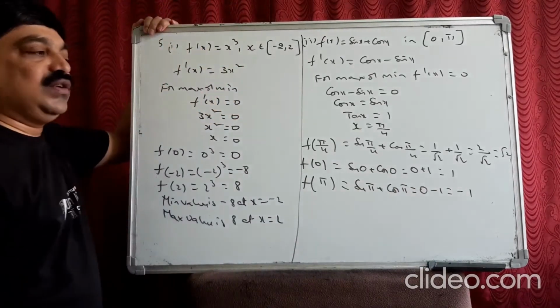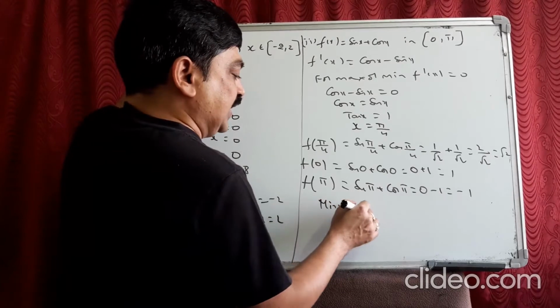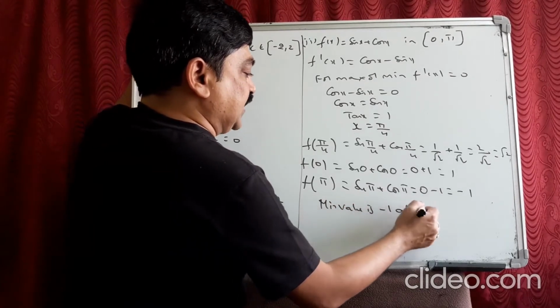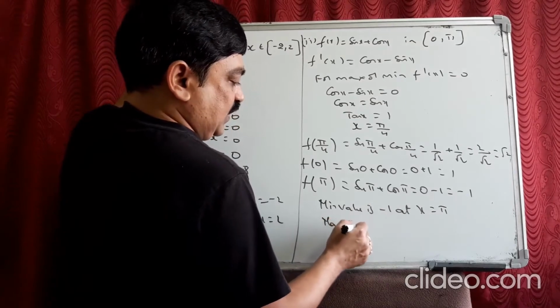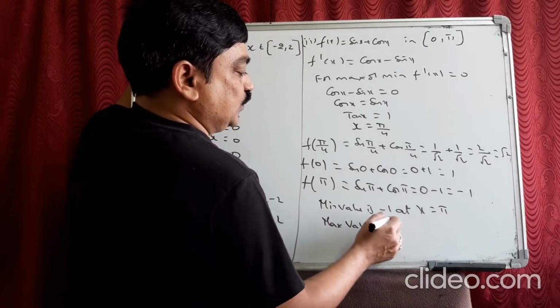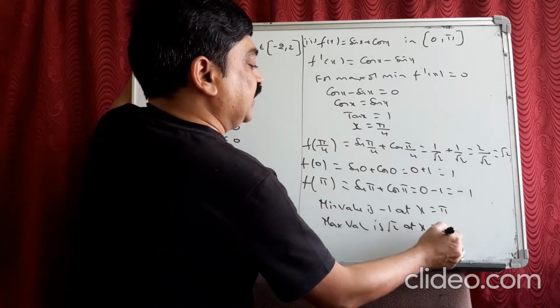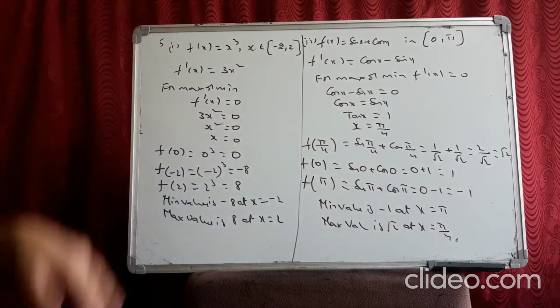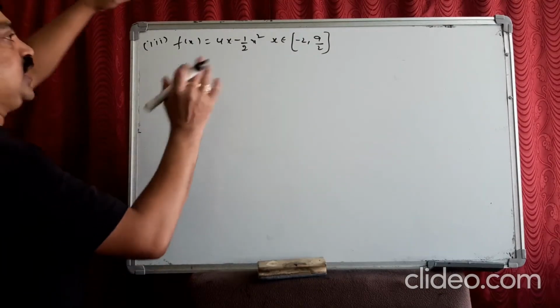So what is the minimum value here? Minimum value is minus 1. Minimum value is minus 1 at x equal to pi and maximum value is root 2 at x equal to 45. This story. Okay, look here, same concept.